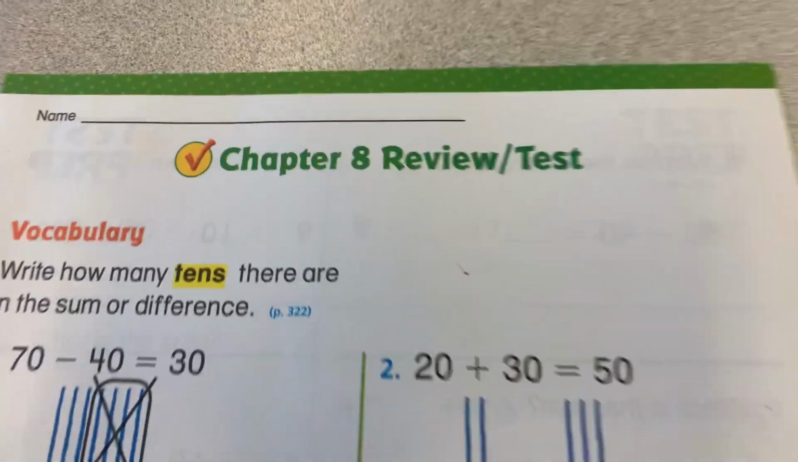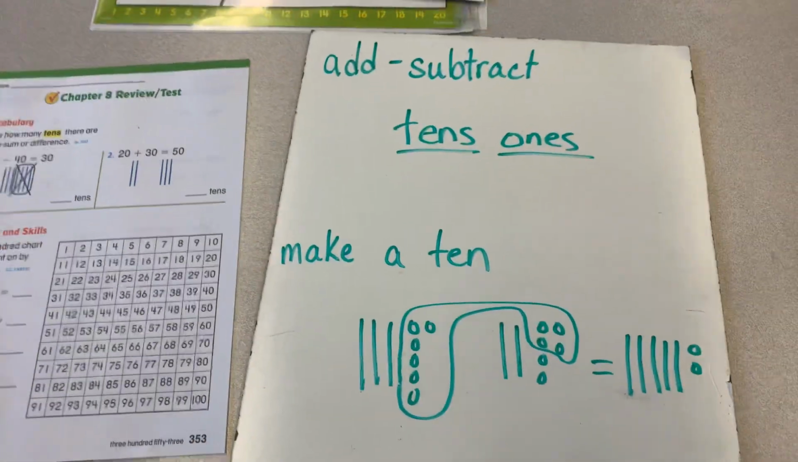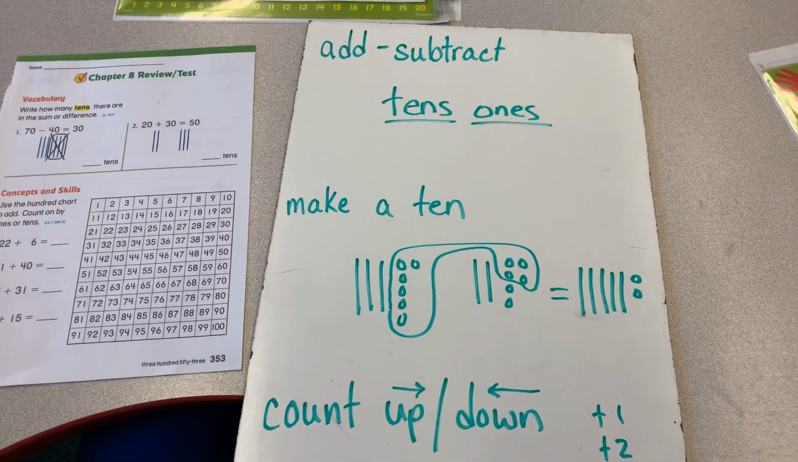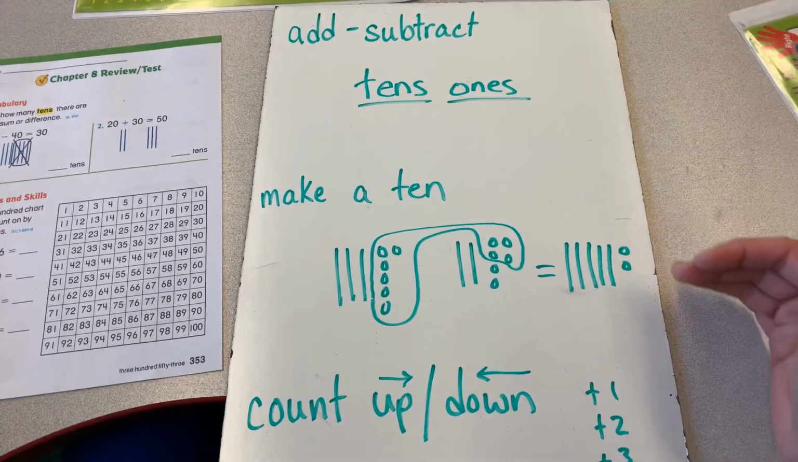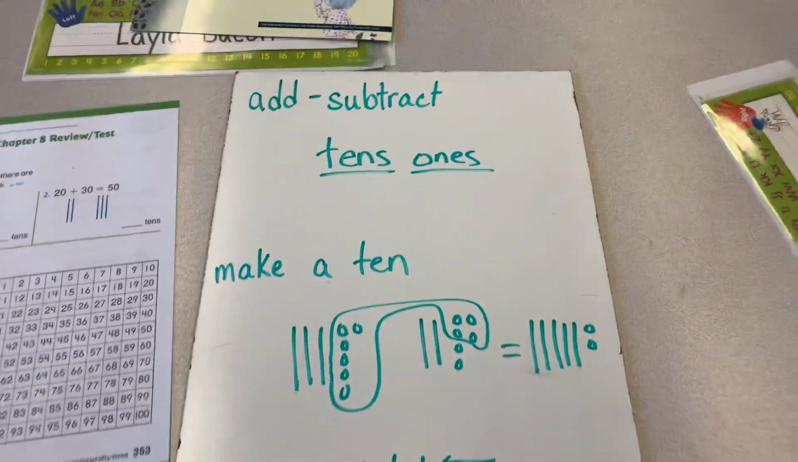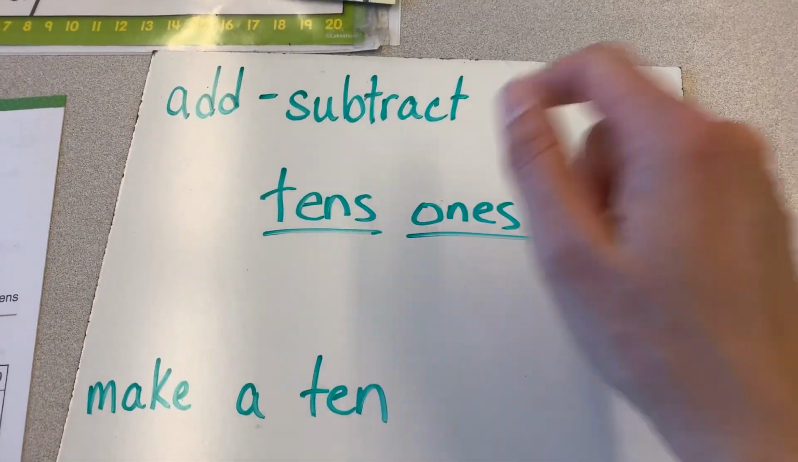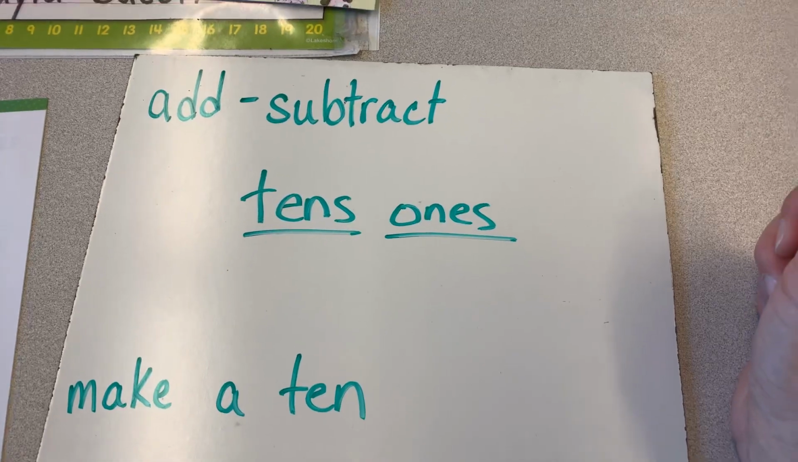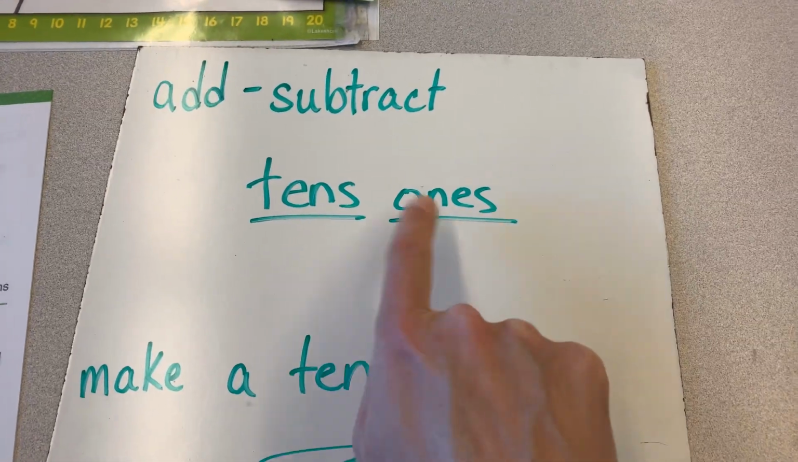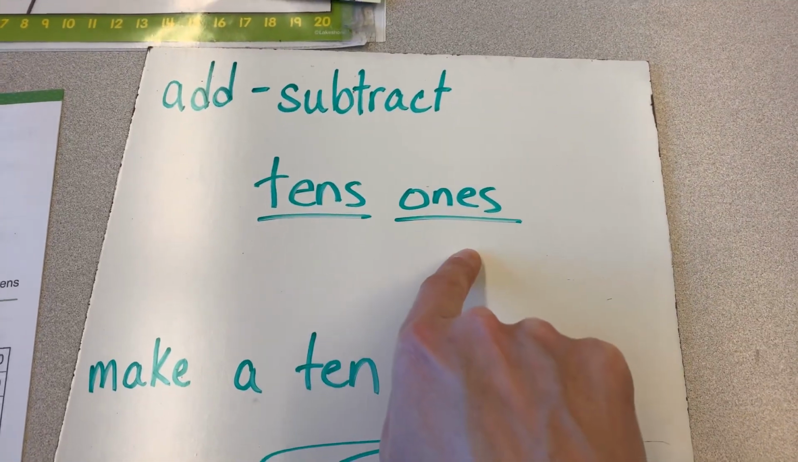This is math, your Chapter 8 review for your test tomorrow. Let's go ahead and review some of the ways that we can add two-digit numbers. I have 3 ways modeled on the board. The first way we can add or subtract two-digit numbers is by adding the ones and the tens, or the tens and the ones.